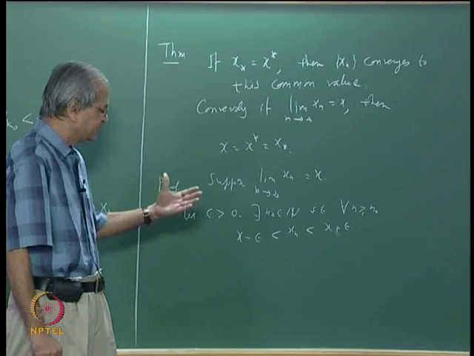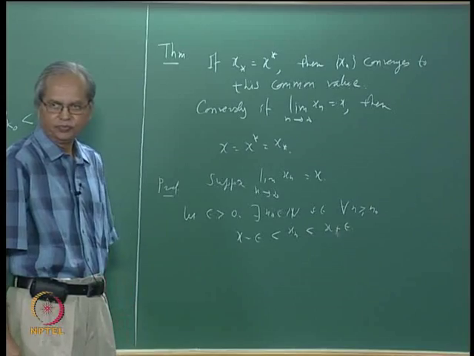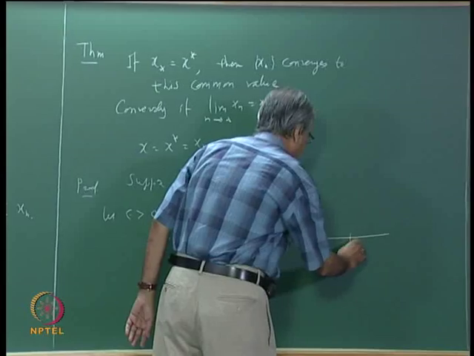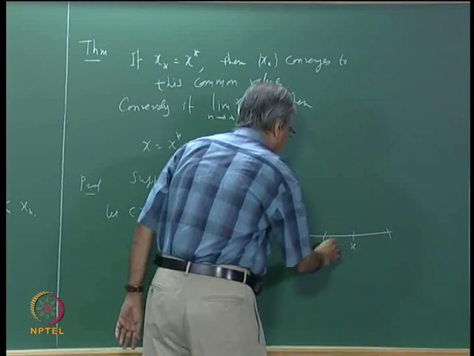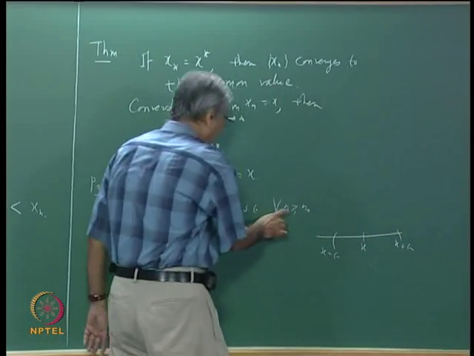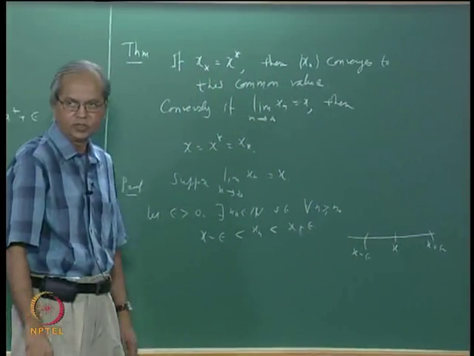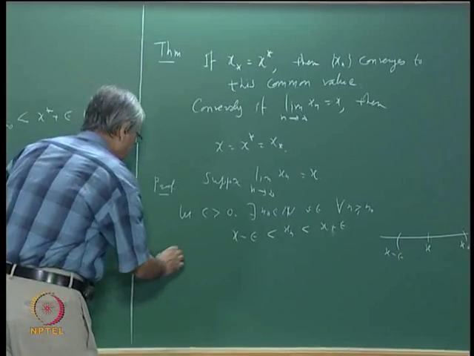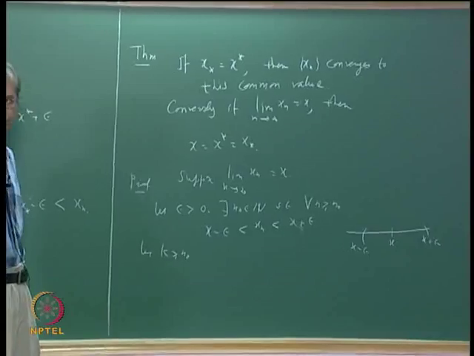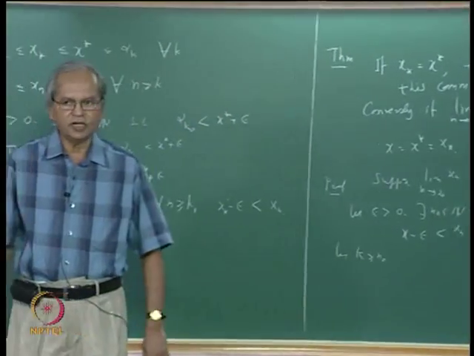Now suppose I take some k bigger than or equal to n0. Remember, all the xn's are lying between x minus epsilon and x plus epsilon for n bigger than or equal to n0. Now suppose I take k bigger than or equal to n0, then what can I say about alpha k and beta k?